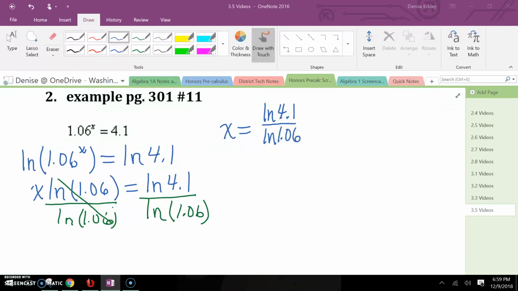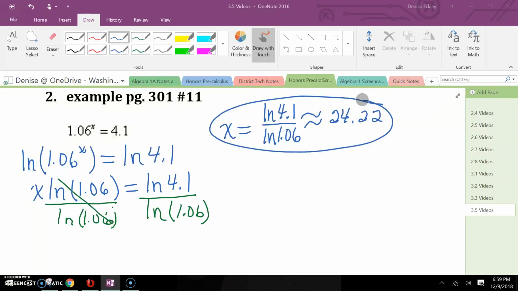Now that is the exact answer. The approximate answer, which the book asks for, is 24.22 if I round it to the nearest hundredth. So that is my solution.